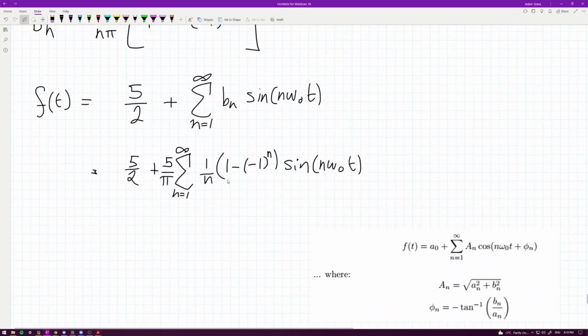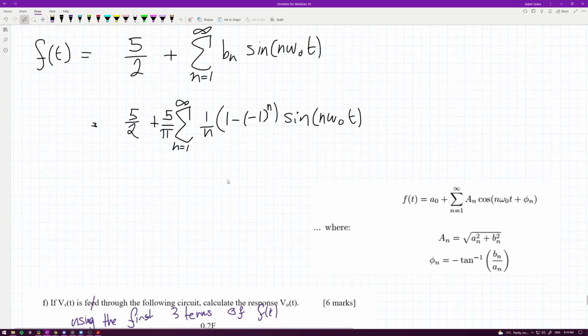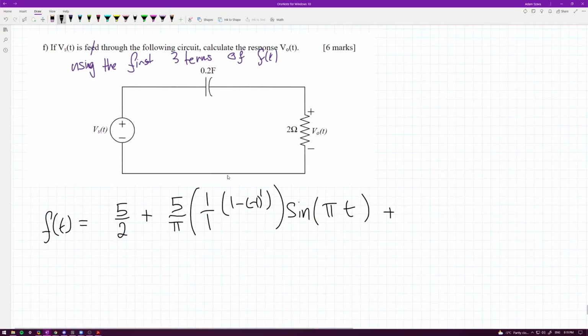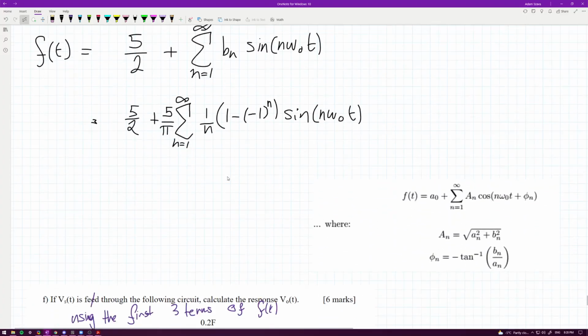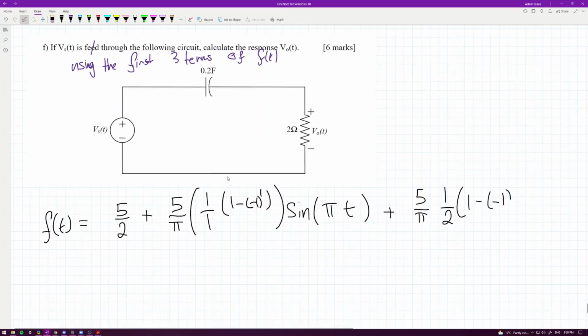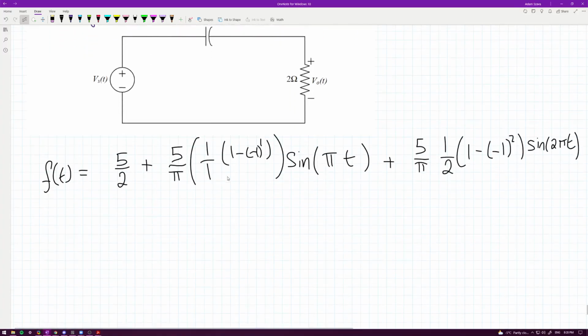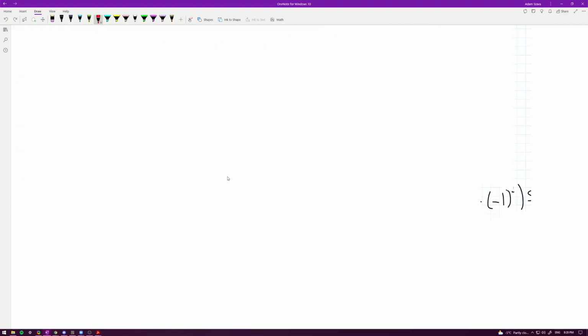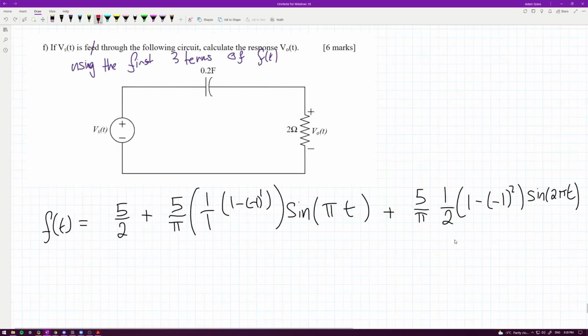And then our next term is actually going to be 0, right? So let's just say for this term, we'll just count that. Oh, actually, I can't count that. Never mind, I can. This is going to be 5 over pi, 1 over 2, because 1 over n, 1 minus (-1) squared, sine of 2 pi t. But the thing is that this is 0 here, so the whole term goes to 0.